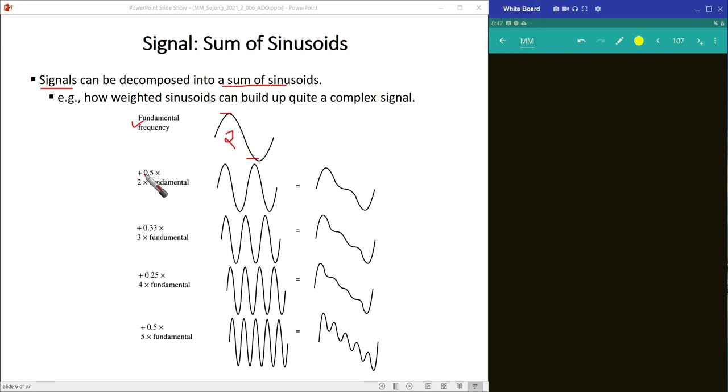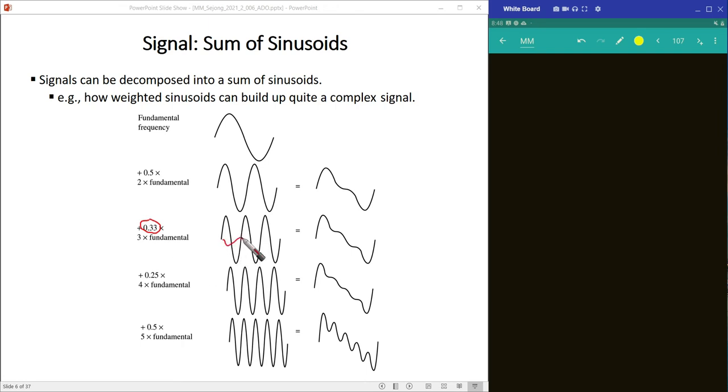We take this signal as it is, and in addition to that, we increase the frequency to twice and make the amplitude half. If we add these together, the signal looks like this. Now, let's say we multiply our frequency by three and make its amplitude, let's say, 33%.